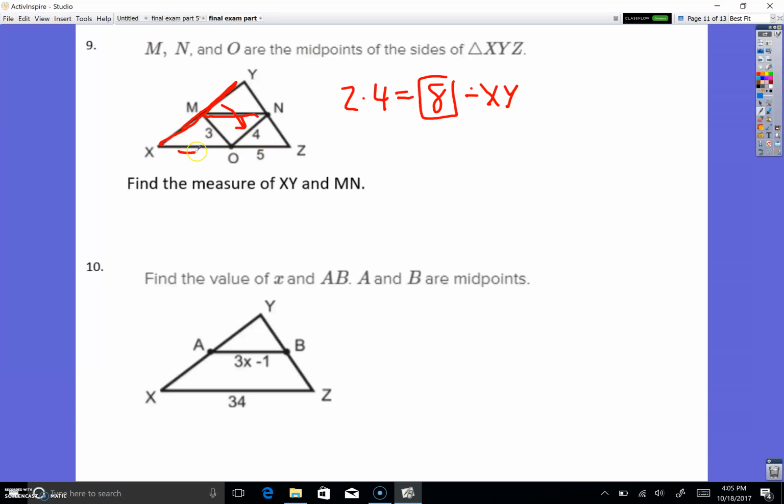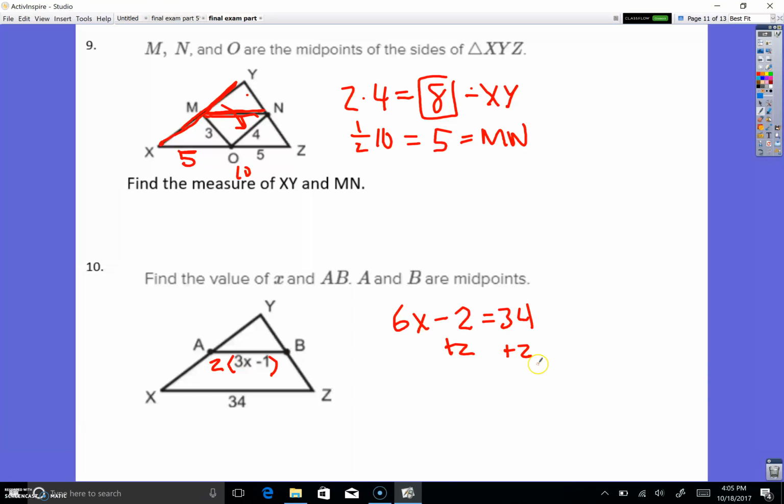Alright, this is 5, this is 5. Okay, MN should be, so that's 10 total, is half of it. So half of 10 is equal to 5. That is MN. Now, you might get an equation. The only thing you have to do is, remember, this is half of it, so you multiply this by 2. So, 6x minus 2 is equal to 34. You add 2 to both sides. So, 6x is equal to 36. So, x is equal to 6.